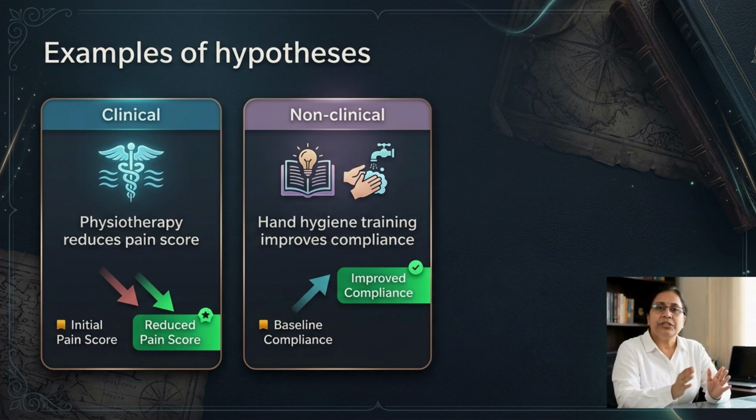Let us look at two simple examples. In a clinical study, you may say, physiotherapy reduces pain scores in patients. In a non-clinical study, you might say, hand hygiene training improves compliance among students. These are hypotheses because they express something that can be tested using data. So, the hypothesis gives direction to the study. It tells us what kind of answer we are trying to examine.